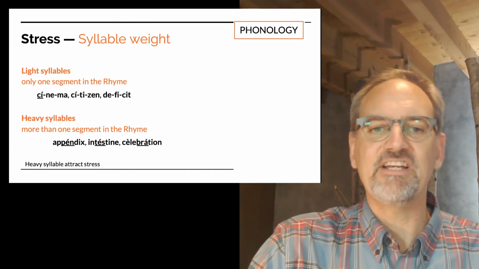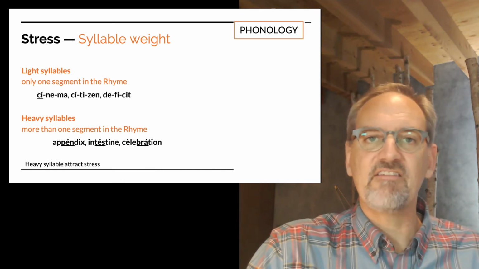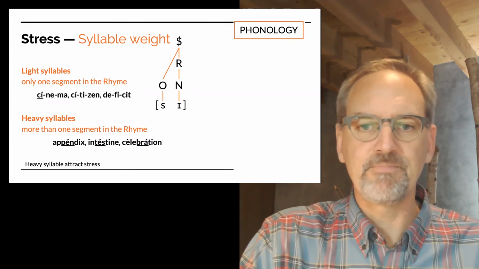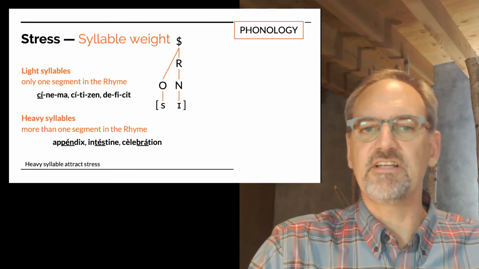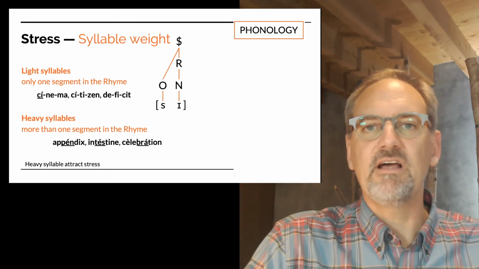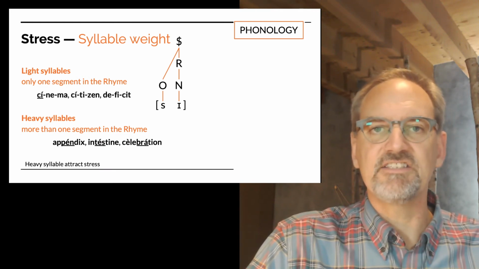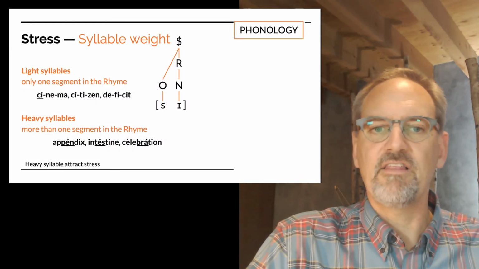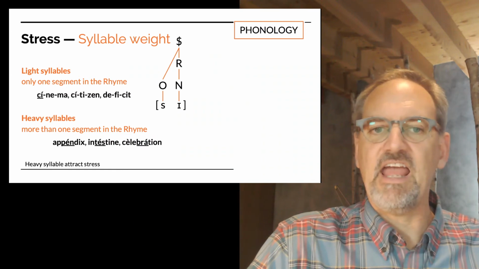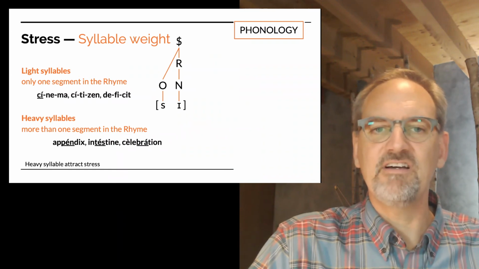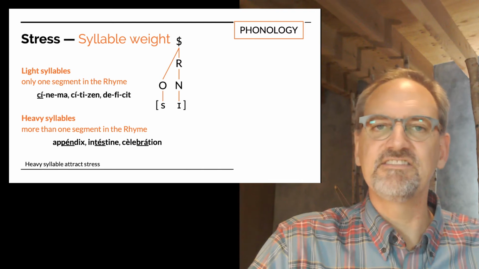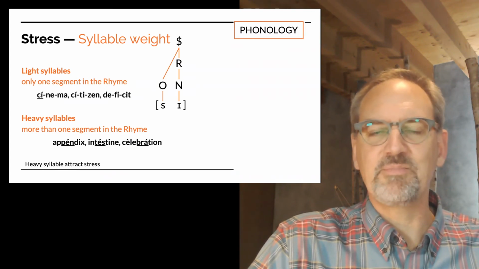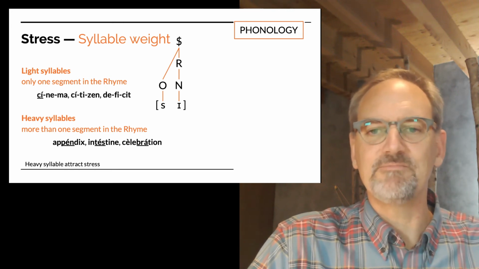Celebration. So heavy syllables have more than one segment in the rhyme. Light syllables have one segment in the rhyme. So the si of citizen or cinema would be like you see here. S in the onset, I in the nucleus. There's no coda. The following consonant, either the N of nma in cinema or the T of tizen in citizen, those segments belong to the onset position of the following syllable.